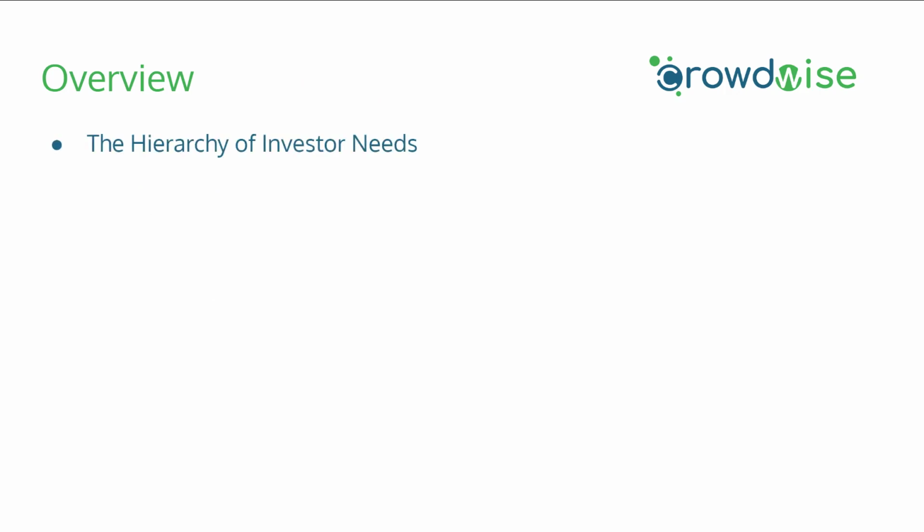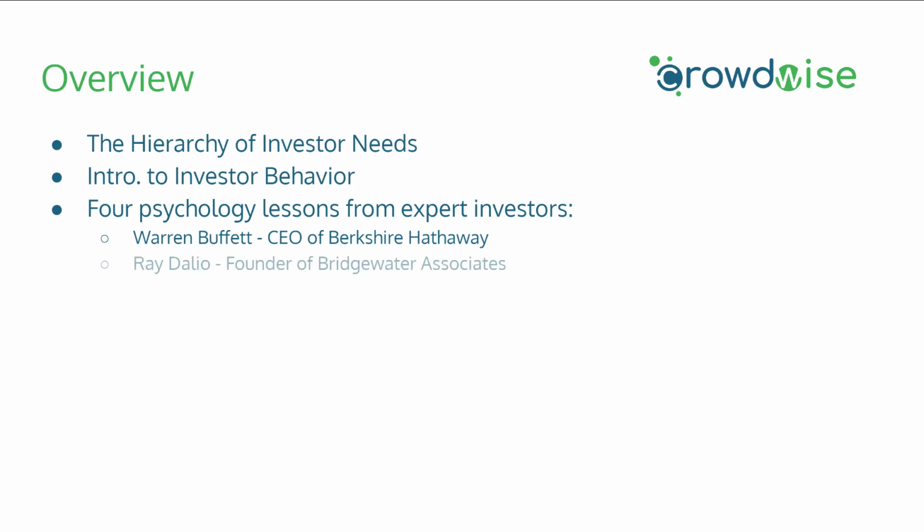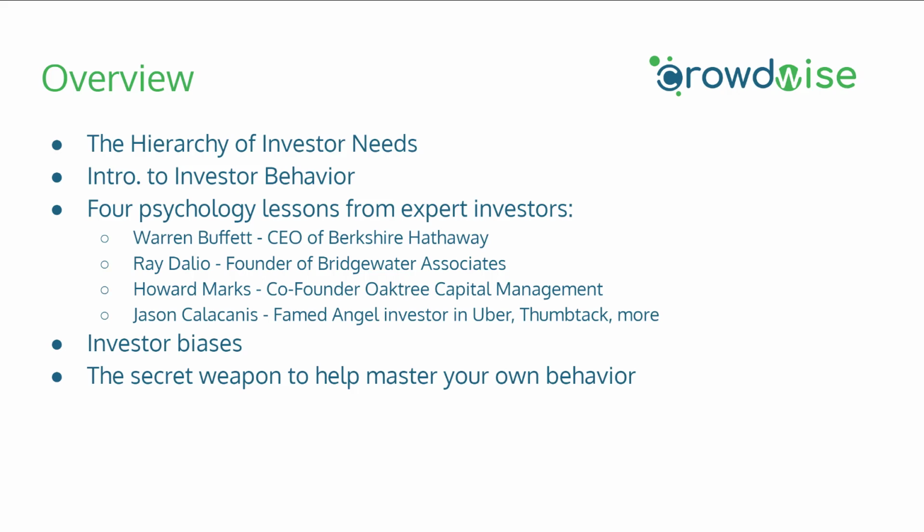Today, what we're going to talk about is first introduce something called the hierarchy of investor needs. We're going to give an introduction to investor behavior. We'll discuss 4 psychology lessons from expert investors, such as Warren Buffett, the CEO of Berkshire Hathaway and legendary investor, Ray Dalio, who's the founder of Bridgewater Associates and author of the recent book Principles, Howard Marks, co-founder at Oaktree Capital Management, and Jason Calacanis, famed angel investor in Uber, Thumbtack, and many other companies. Lastly, we'll close out today's lesson with investor biases and then the secret weapon to help you master your own behavior.